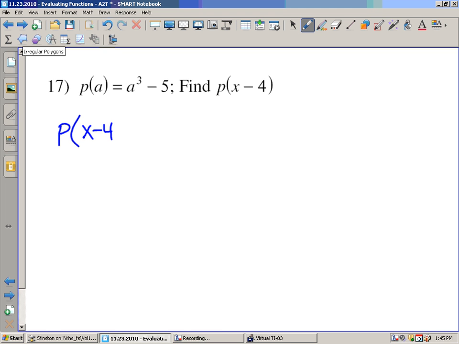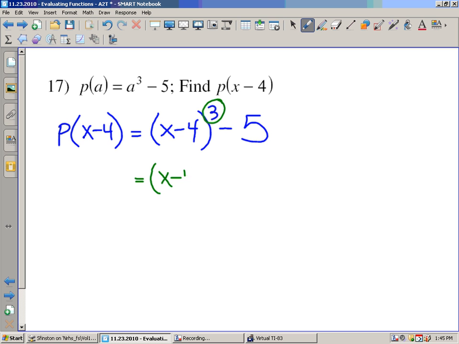Okay, here we go. X minus 4 equals, now we're going to sub this in. This is not the hard part. Here's where people get all messed up. This exponent right here means there's how many of these terms? This means that there are 3 of these terms being multiplied. So here's really what you have.